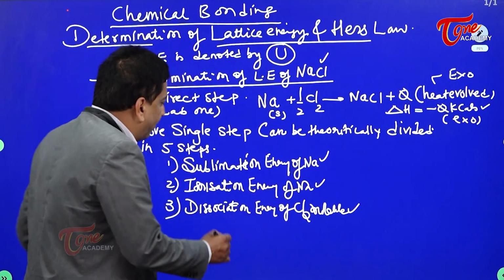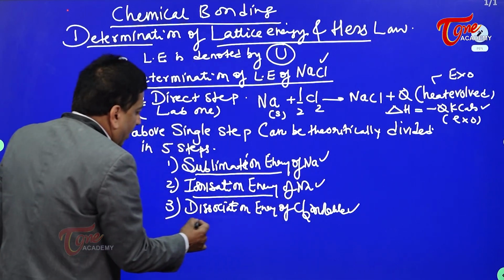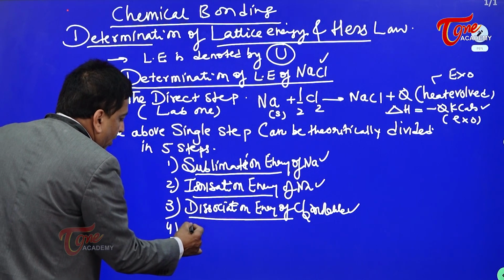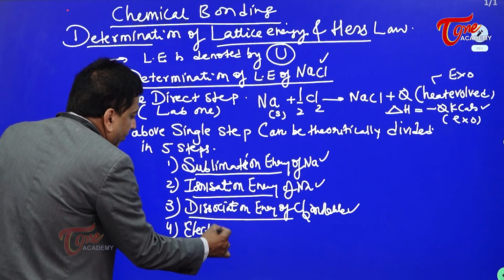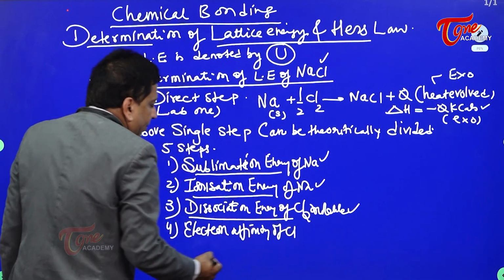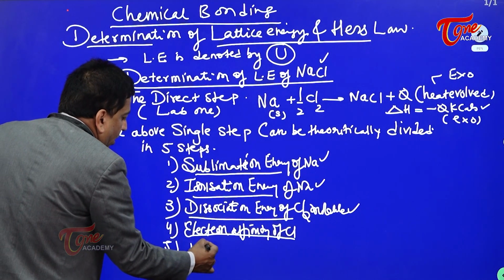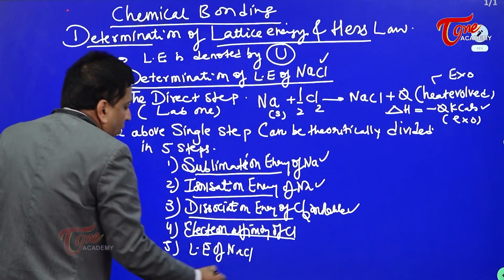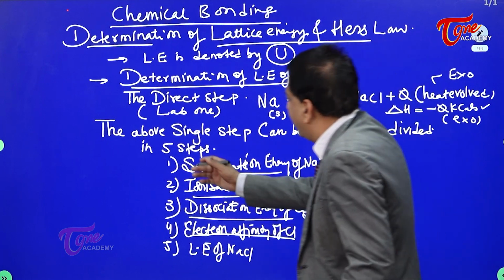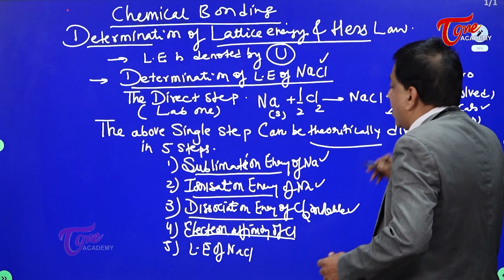Sublimation energy of sodium. Then I have ionization energy of sodium. Then I have dissociation energy of chlorine, 4. Then it is electron affinity of chlorine. This is 1. And then 5, lattice energy of NaCl. So you look into this. In the classroom, we need to discuss 1, 2, 3, 4, 5 steps. And these I consider to be theoretical steps.